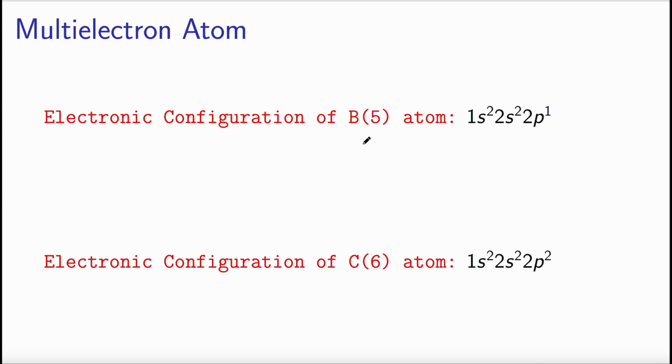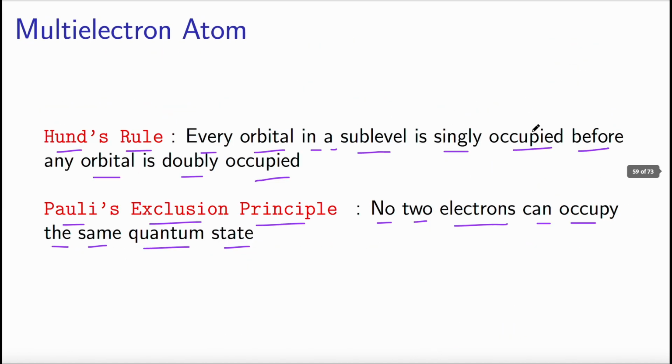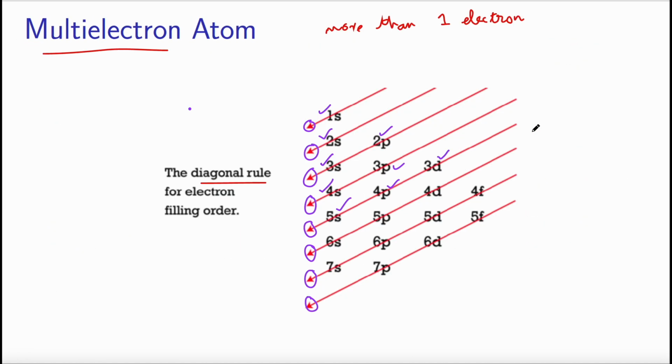Next we have boron. So boron is 1s2, 2s2, 2p1. We are following the Aufbau principle here, which we have already discussed. So first 1s, then 2s, then 2p. After that it will be 3s, 3p, 4s, like that.